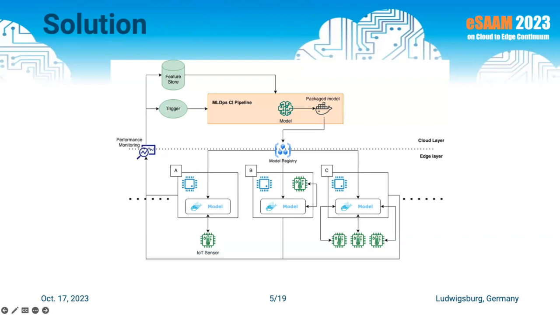Apart from that, we also have a component called a performance monitor, which takes in the model performance. If this performance falls below a certain threshold, it will re-trigger our CI pipeline, which will rebuild a newer model with newer data, package it into a container, and have it be available in the model registry. This model registry sits between the edge layer and the cloud layer, because we wanted our developers to have the option to decide whether to have this registry on the cloud or somewhere on-prem, closer to the edge device.